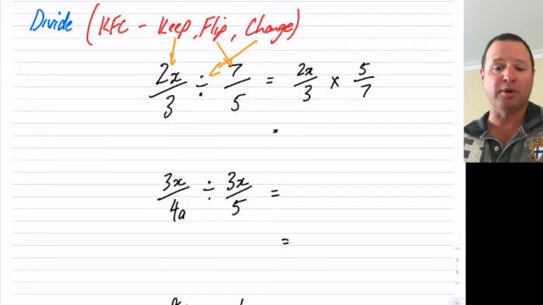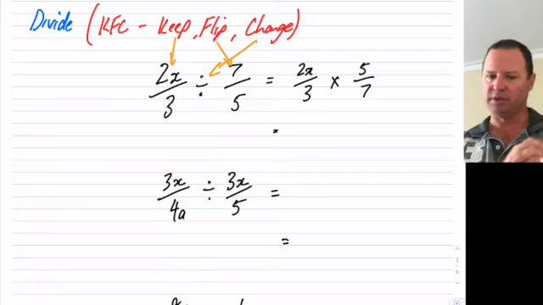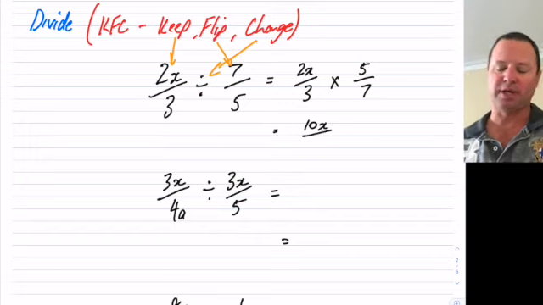Okay, and now I've done multiplication already. It's the easiest one of all of them to do. Just multiply across the top, multiply the bottom. So I've got 2x times 5 to give me 10x. I've got a 3, I've got a 7 to give me 21. And I've finished.